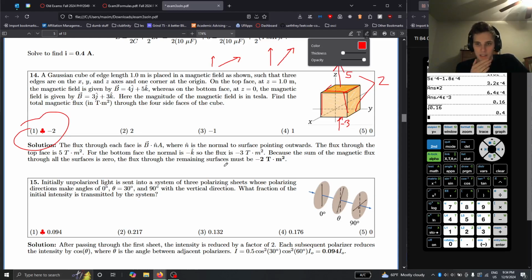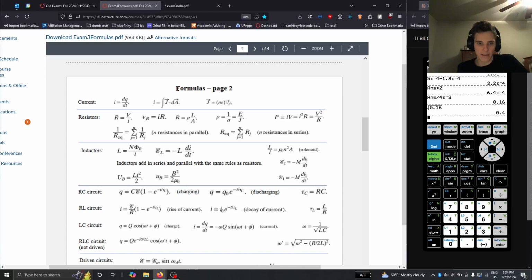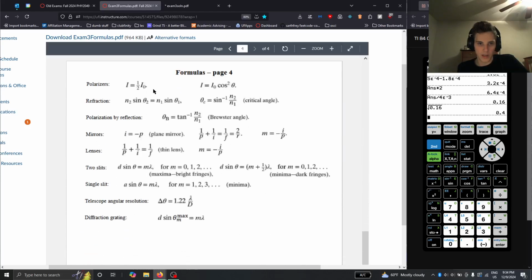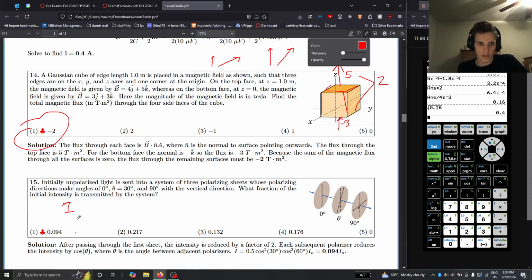Polarizing light. I think this is a pretty easy problem. So we start with unpolarized light. We'll say that the initial intensity is just 1. When it hits the first polarizer, it always just gets halved. So we can pull up the formulas here. It always just gets halved initially, so that becomes 1/2.